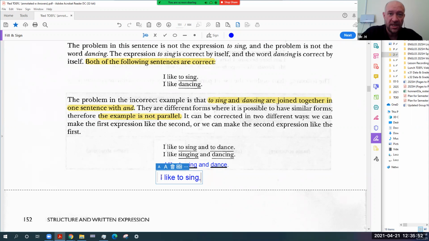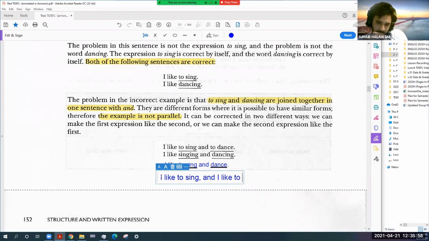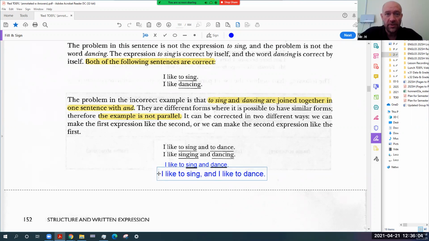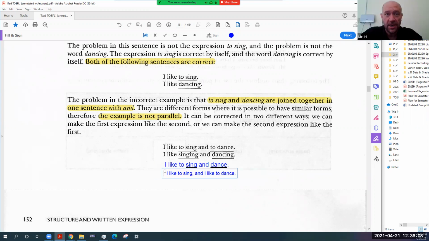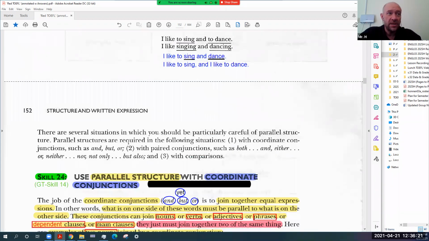Now, how do I do this? I need a comma, right? And a subject. Yeah. Like to dance. Okay. So there you go. So there are 4 examples, 4 correct examples. Okay. Right? And all of these examples are parallel. These are all parallel examples. So let's go on to the next page.